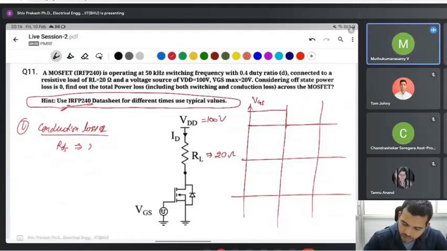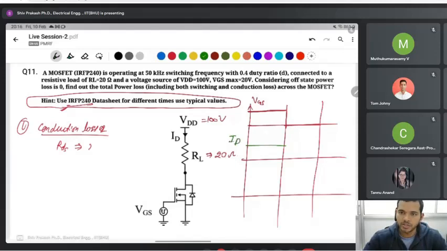This is the voltage applied from gate to source, and this is the drain current ID. When the gate voltage is applied, the MOSFET is on, and when the gate voltage is off, the MOSFET is off and ID is 0. Then VDS is at 0 when on, and when the MOSFET is off, all of the values appear across VDS, the VDD value.